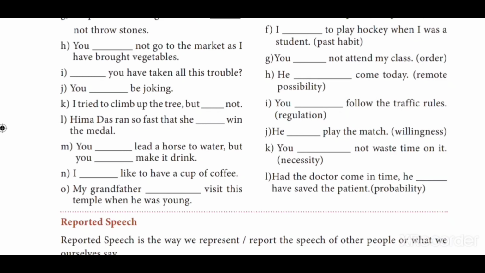K. You dash not waste time on it. The clue is necessity within the brackets, and so the answer is need. So the sentence goes like this: you need not waste time on it. Coming to the ultimate sentence L, had the doctor come in time, he dash have saved the patient. Clue is probability, that is within the brackets, and so the answer is would. So the sentence goes like this: had the doctor come in time, he would have saved the patient.